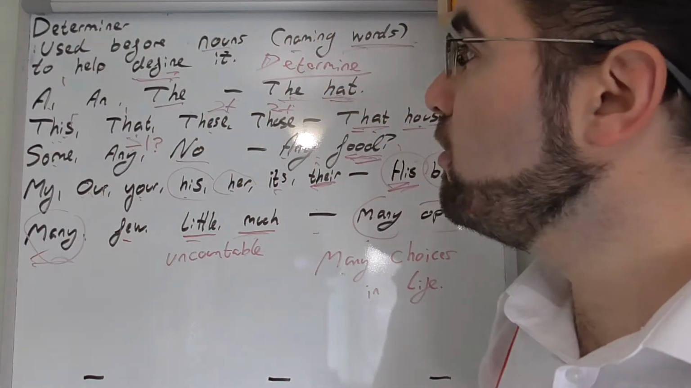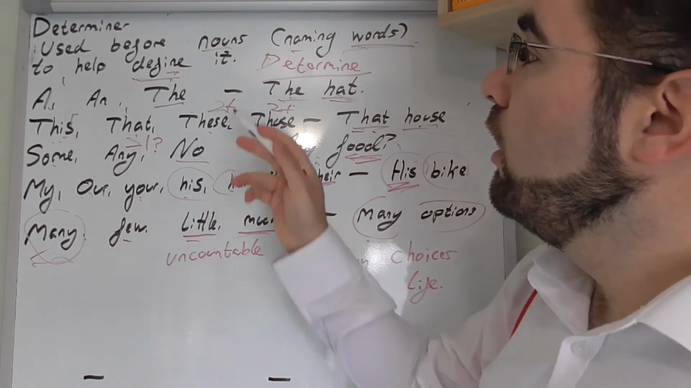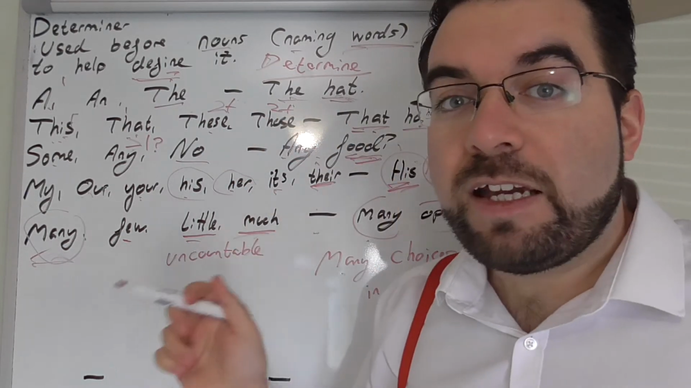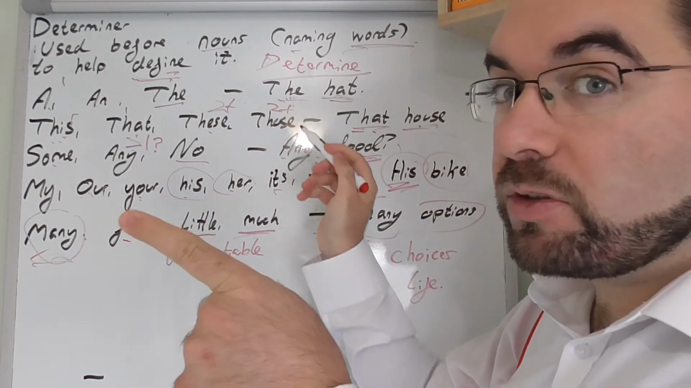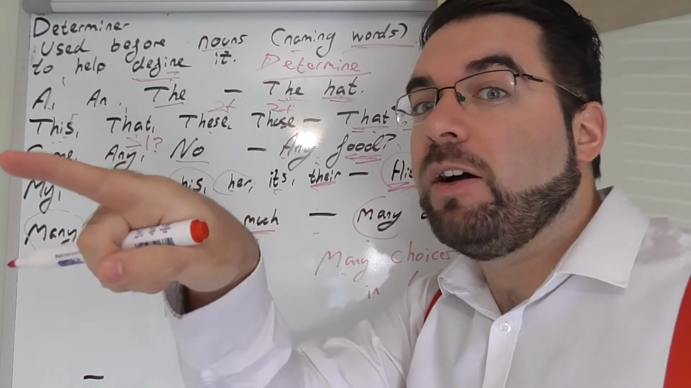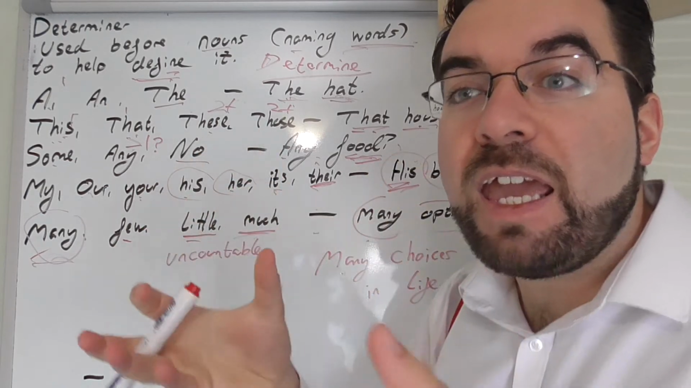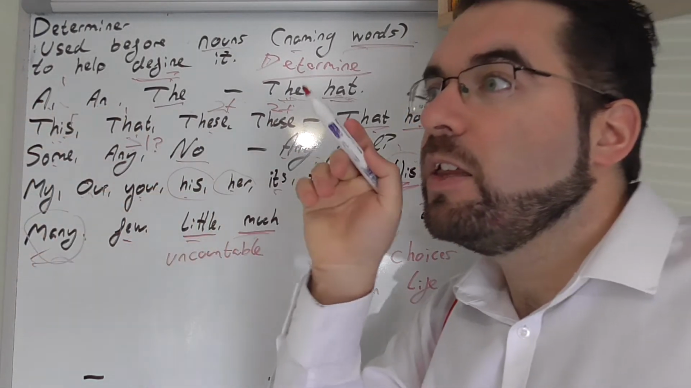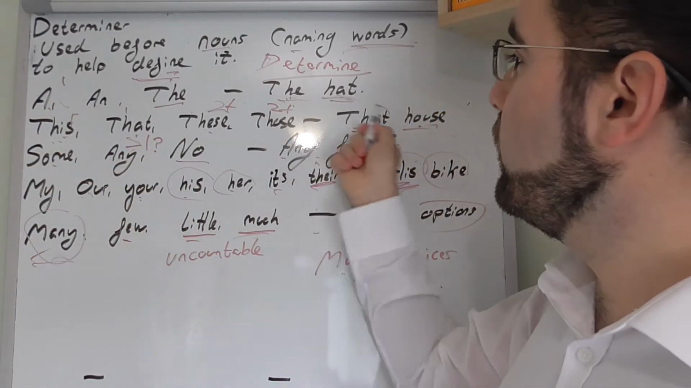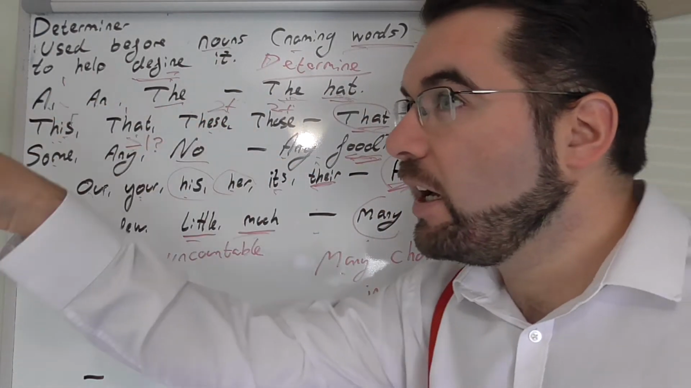So we use determiners to determine which noun it is exactly and how many there are. The house, not this house, that house. I want to buy a house, but which house? That house.